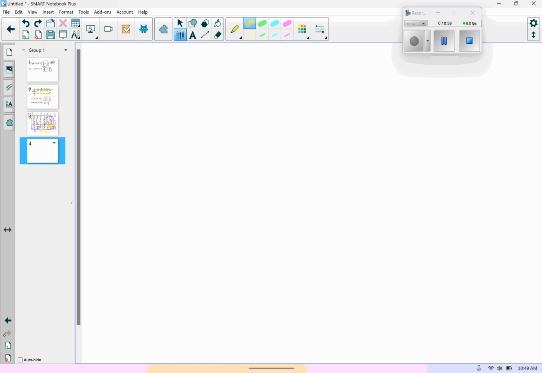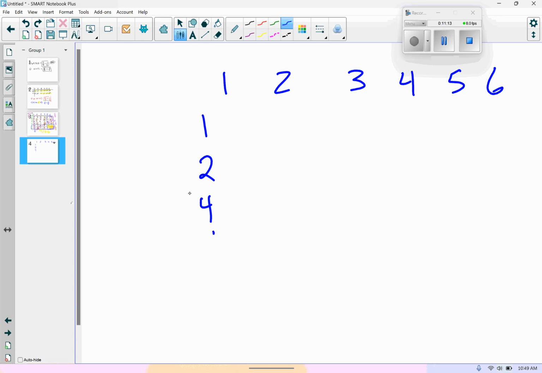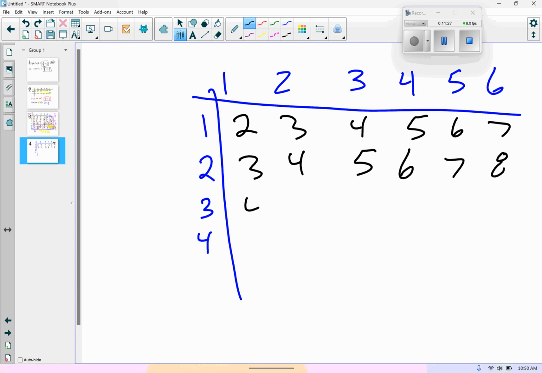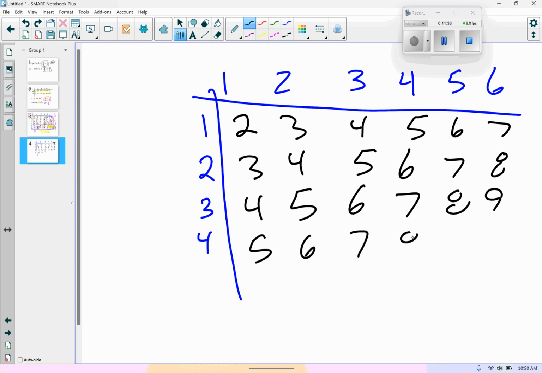All right, you roll a 4-sided die and a 6-sided die. Here's my 6-sided die. Here's my 4-sided die. So our sample space: 2, 3, 4, 5, 6, 7, 3, 4, 5, 6, 7, 8, 4, 5, 6, 7, 8, 9, and then 5, 6, 7, 8, 9, 10. Does everyone understand how I made that? 1 plus 1, 1 plus 2, 1 plus 3, and so on.